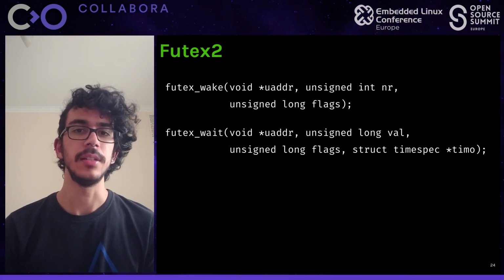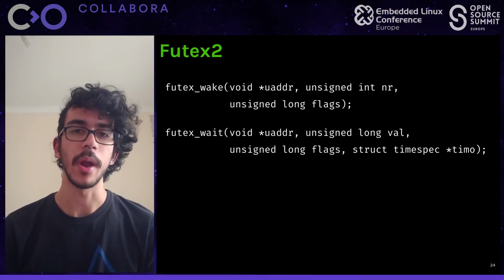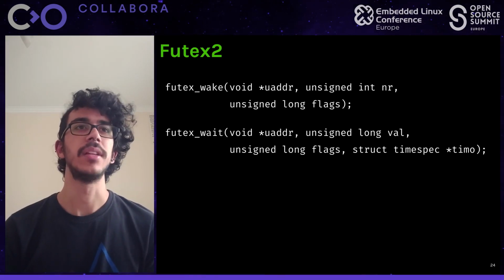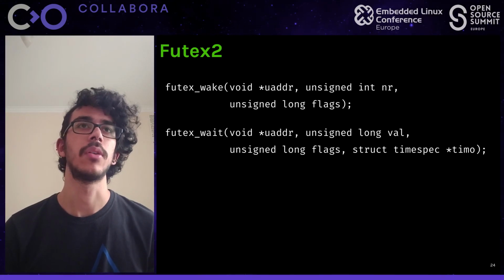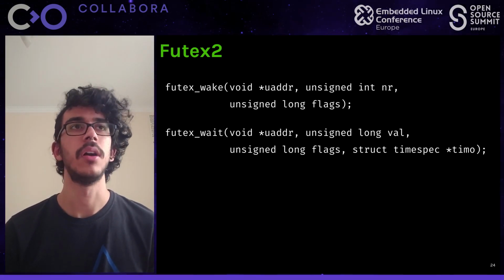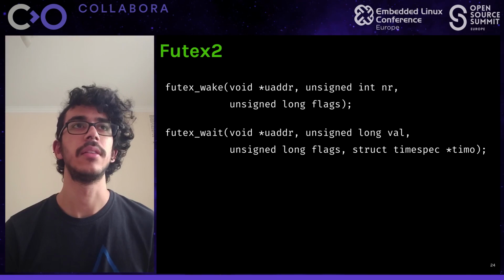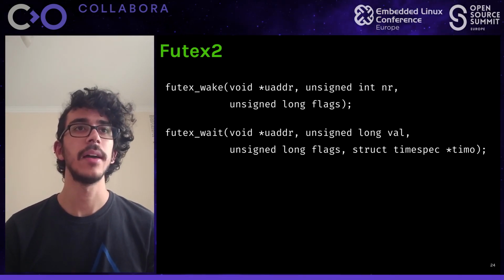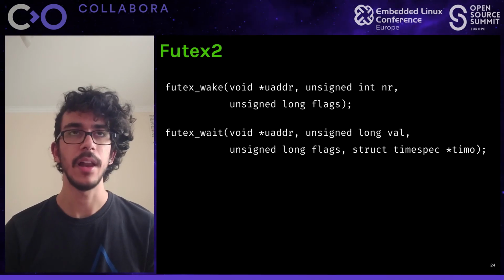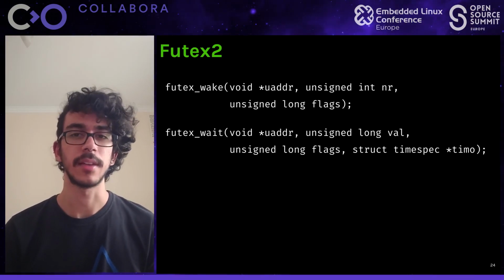And here is the interface for wake and wait. You can see that they are very similar to what we had before. For the wake, you have the address, the number of wakes that you want to perform, and the flags. On the wait side, again the address, the expected value, flags, and the timeout.